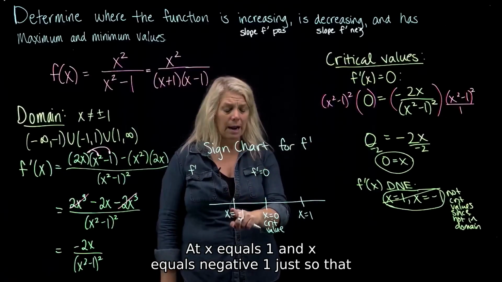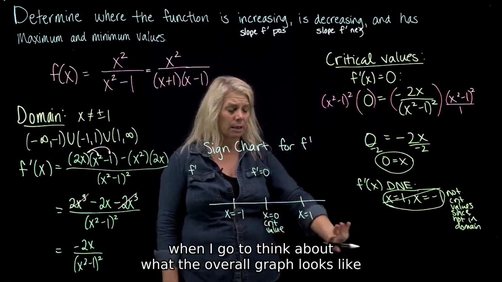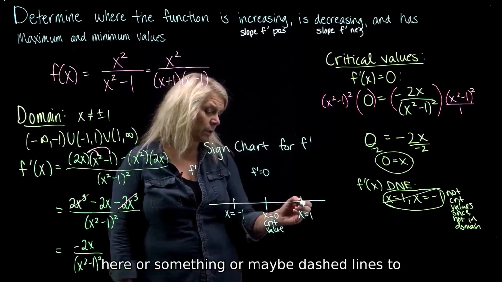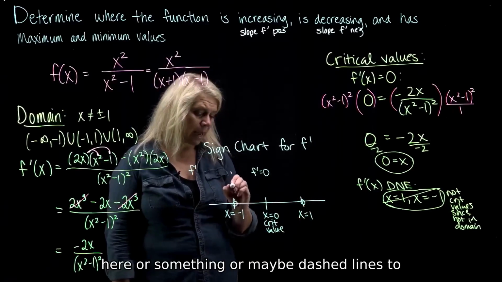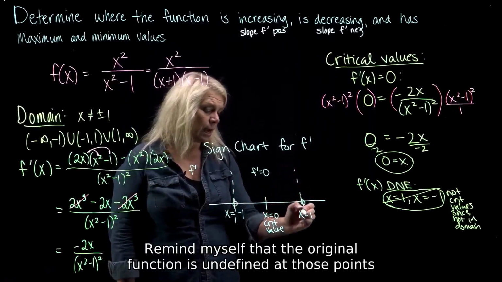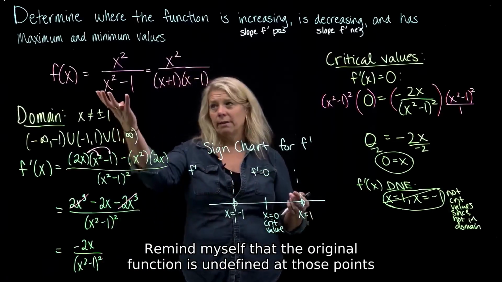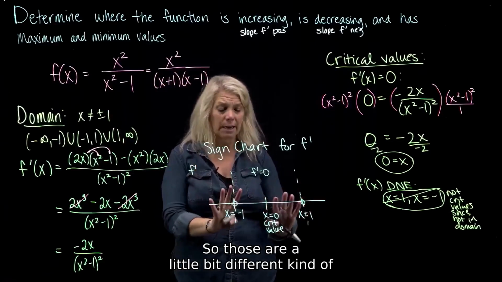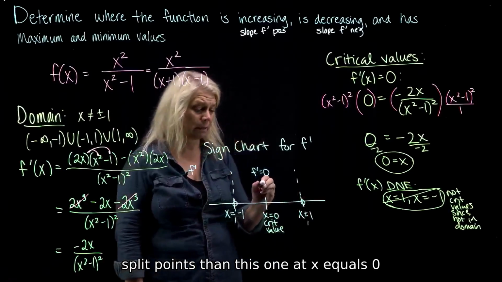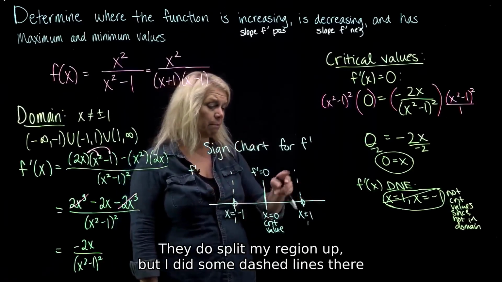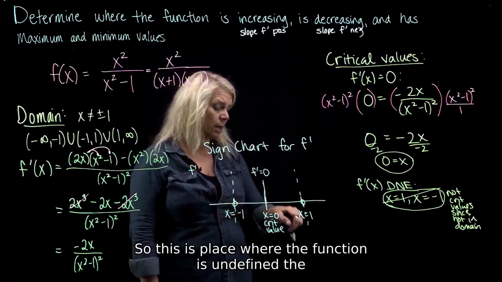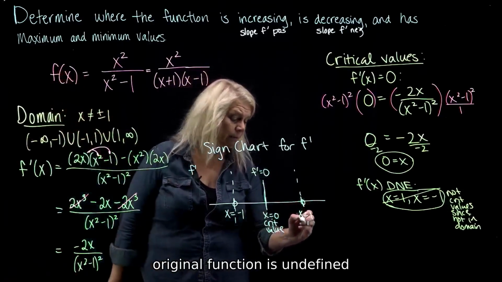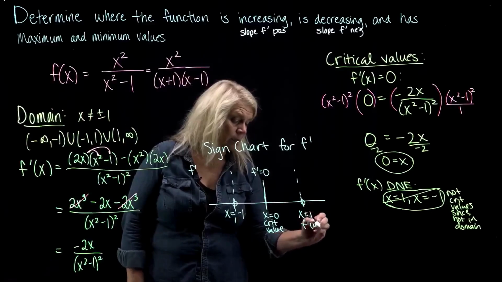At x equals 1 and x equals -1, just so that when I go to think about what the overall graph looks like, sometimes I'll even put an open circle here or maybe dashed lines to remind myself that the original function is undefined at those points. So those are a little bit different kind of split points than this one at x equals 0. They do split my region up, but I did some dashed lines there. So this is a place where the original function is undefined.